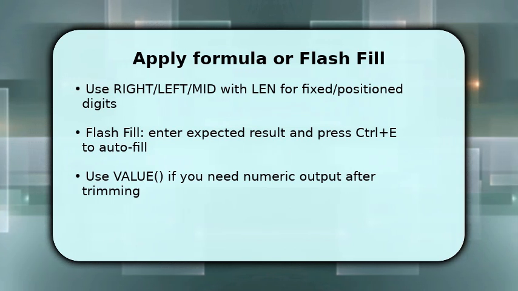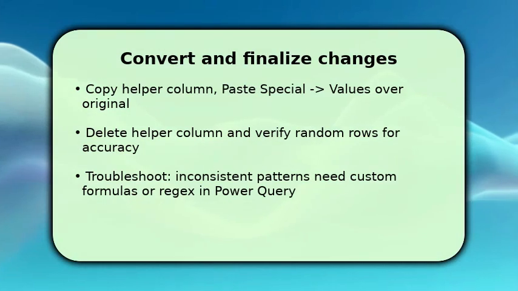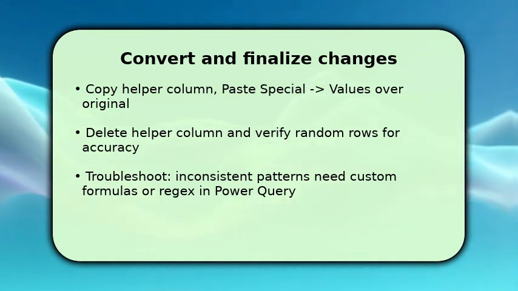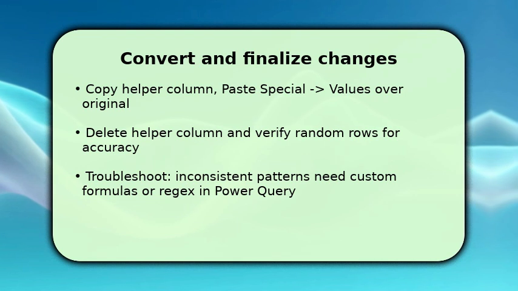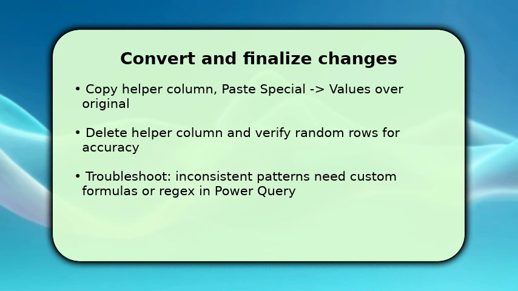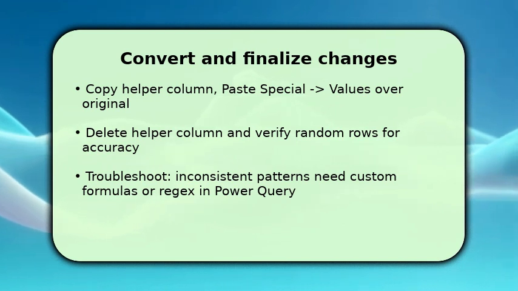Finally, wrap up. You finish by converting the helper results back into the original cells so everything is clean. Copy the helper column, then paste special values onto the source column to replace formulas with fixed numbers. After that, delete the helper column and scan a few random rows to confirm accuracy.